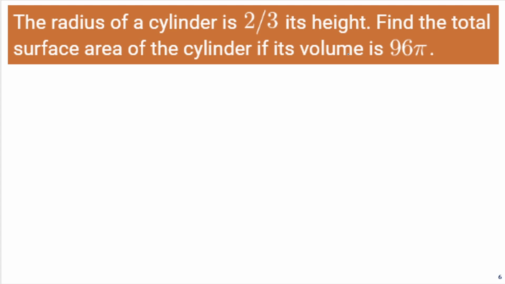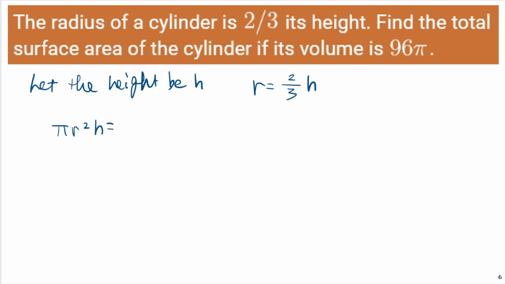Okay, let's have a look at the solution together. We could let the height be h, and so the radius is r equals 2/3 its height, which is 2/3 h. Since the volume is 96 pi, we have pi r squared h equals 96 pi, right? Substituting for r gives us (2h/3) squared times h times pi equals 96 pi.